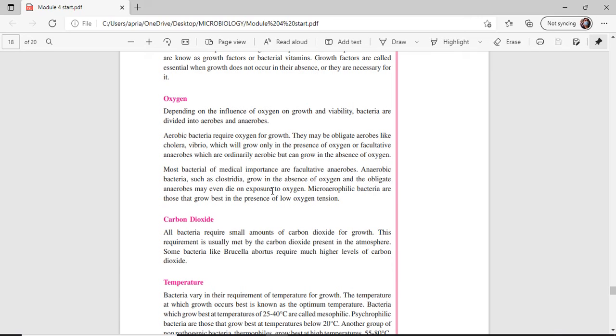Okay, so clarification na. Last na summary sa oxygen dependent. Your aerobic requires oxygen for growth. Then your obligate aerobes, like your cholera, will grow only in the presence of oxygen. However, tandaan yung name ni facultative anaerobe. Aerobic sila, pero they can grow with the absence of oxygen. That's why they are called your facultative anaerobes.